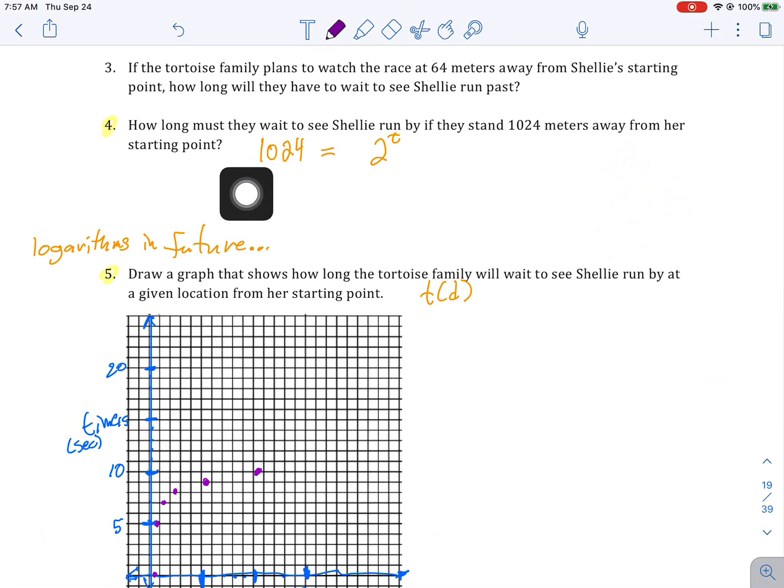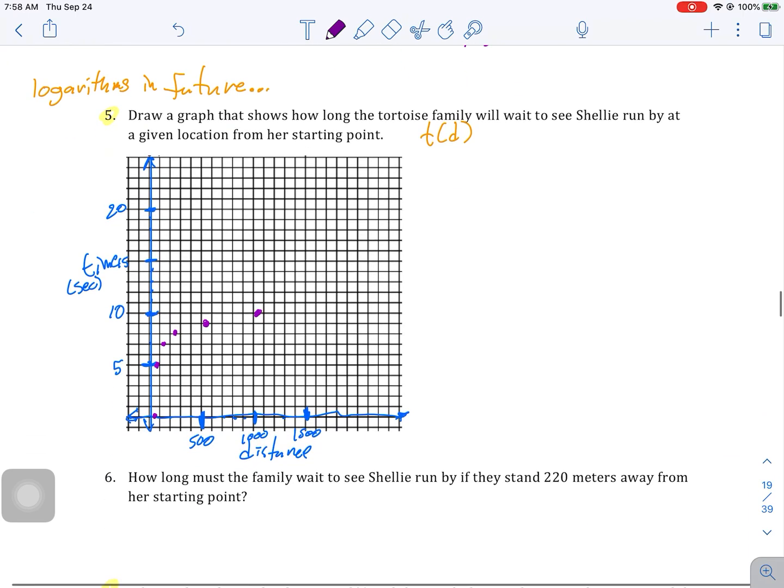How long must they wait? At this point, in the future, you could get some exact values using logarithms. But for now, we can just use the equation, and it works here. 2 to the 10th is equal to 1024. So that would be 10 seconds. Okay, and then you can go ahead and graph that.